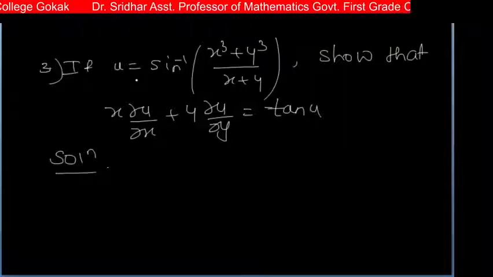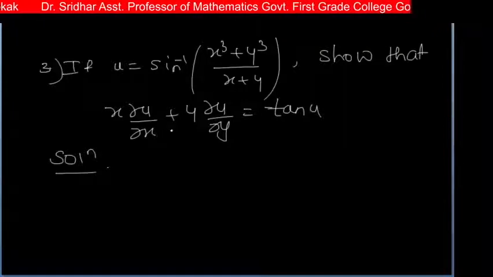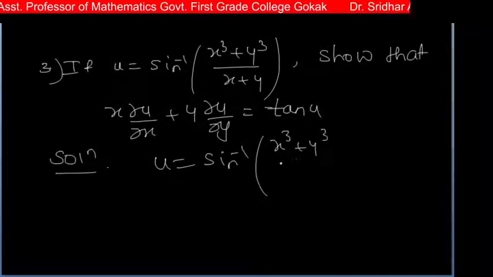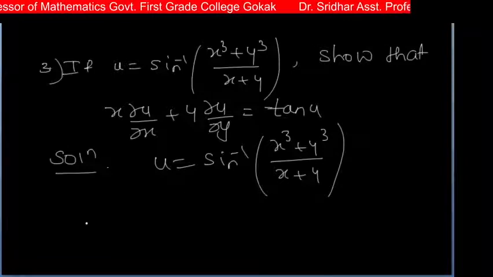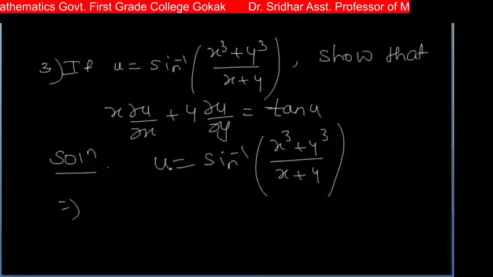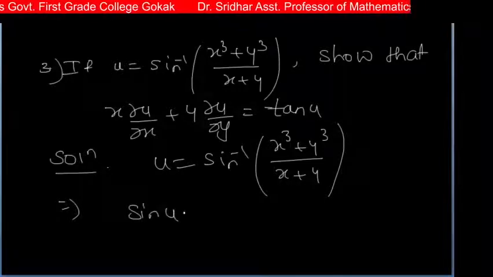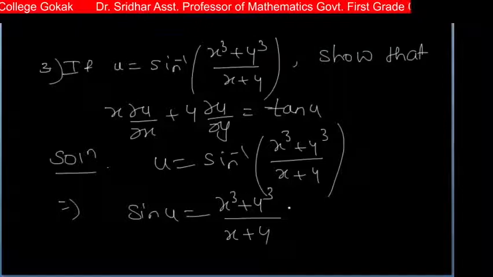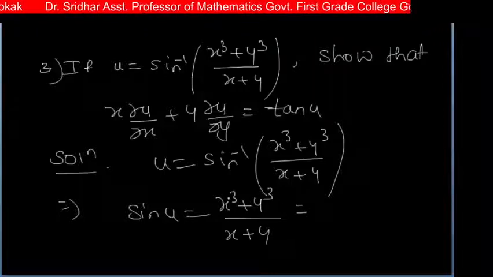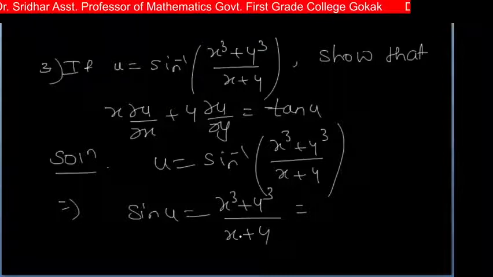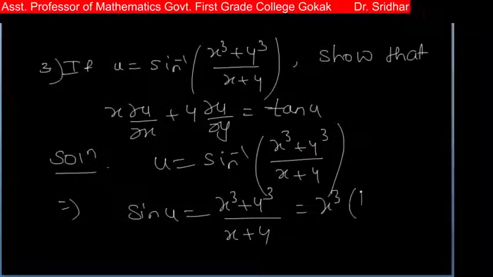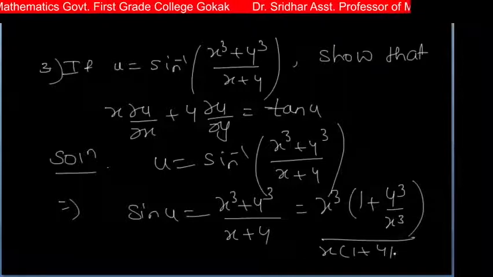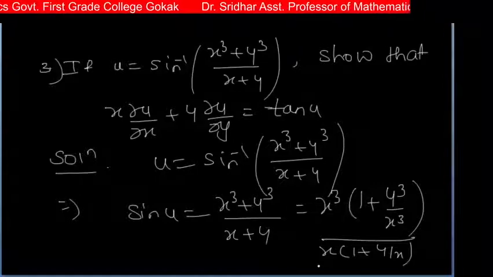To show this, first we check whether u is homogeneous. Here u is equal to sin inverse of (x cube plus y cube) divided by (x plus y). Taking sin to this side, sin u is equal to (x cube plus y cube) divided by (x plus y). Now I take the highest degree term of x in the numerator and the denominator as common. So I take x cube common in the numerator, which gives 1 plus y cube by x cube. I take x common in the denominator, which gives x into 1 plus y by x.